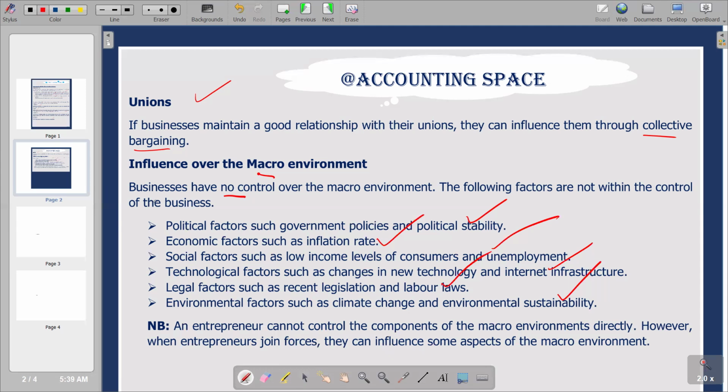So you have got this statement which is saying business, you have no control over the macro environment. Very important to take note. So the points that we have are just highlighting the areas that form part of the macro environment that are not controlled by the business. So basically that's what we have.